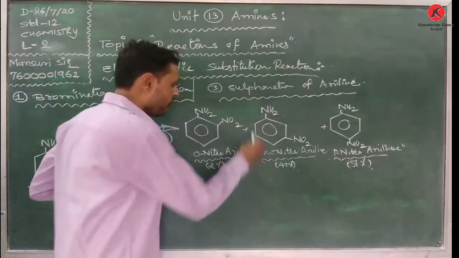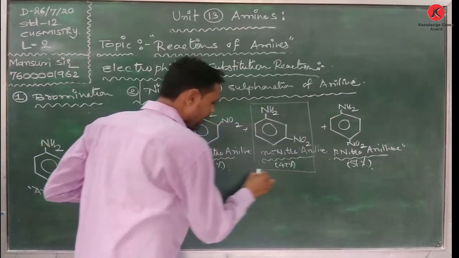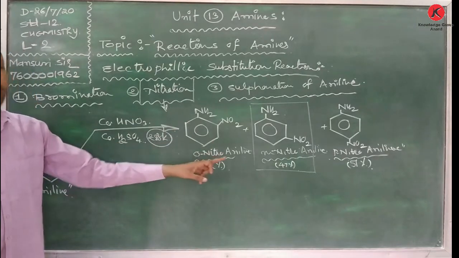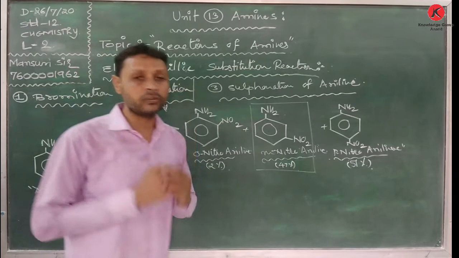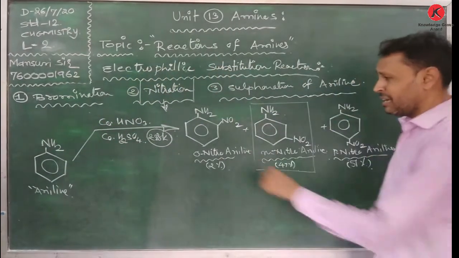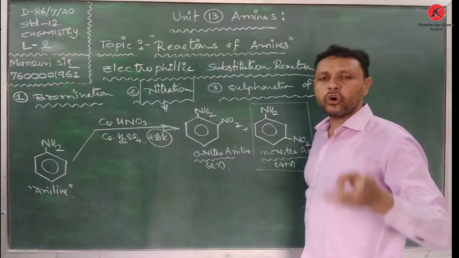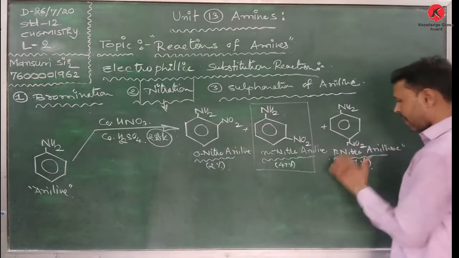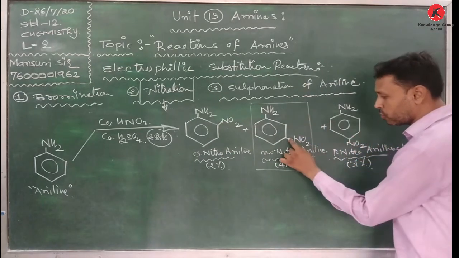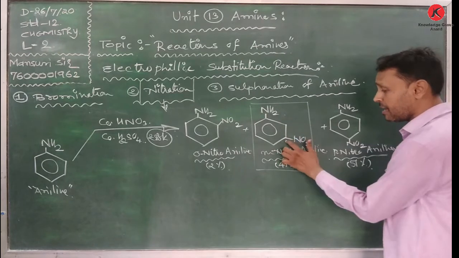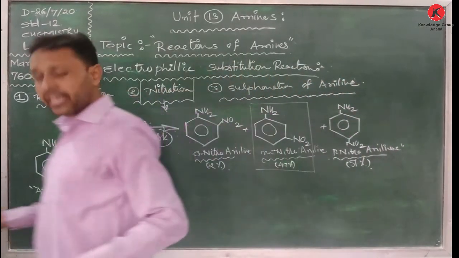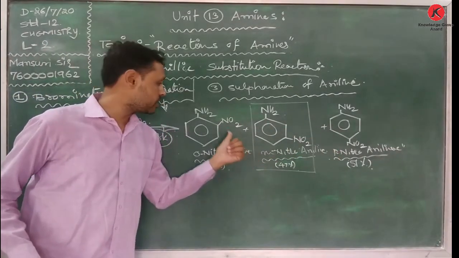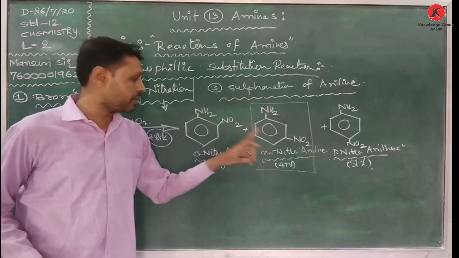But here, why is meta-nitroaniline obtained? This is the question. Why is meta-nitroaniline obtained? Here, the amino group is an ortho-para directing group. That is why the product will be formed on ortho and para. But there should not be produced meta derivatives. So we can say that here only ortho para positions containing nitro will be obtained, but meta is also there.